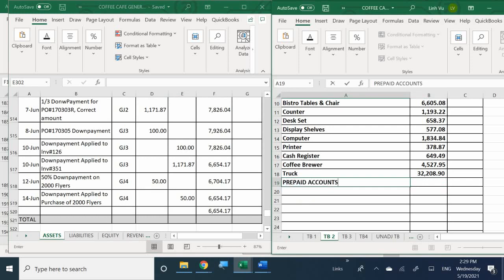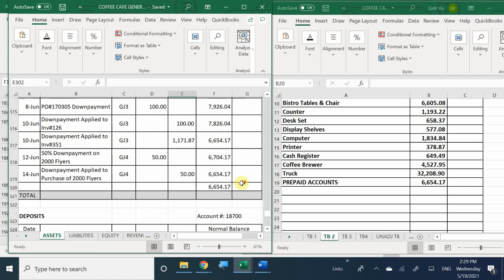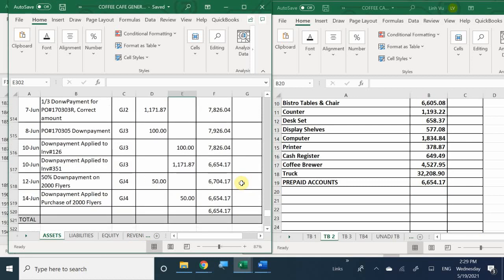6,654.17. Man, just looking at the numbers, I want to close up shop already. All right. What was the number for prepaid? 6,654.17. Oh, I have, oh yeah, 6,654.17.